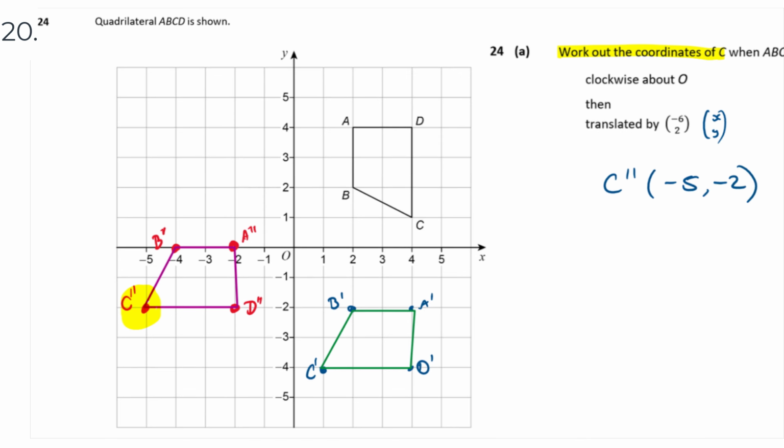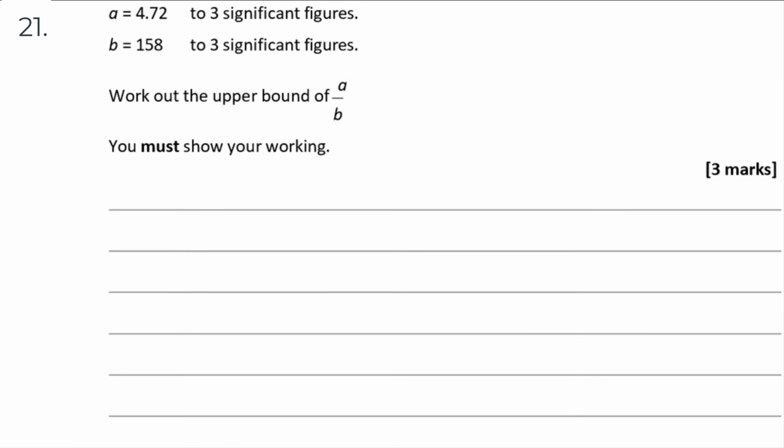A equals 4.72 to 3 significant figures. B equals 1.58 to 3 significant figures. Work out the upper bound of A over B. You must show your working. Now when I'm doing these limits of accuracy questions, I like to draw a number line and mark on the number they give me. So that is 4.72. Now, that's been rounded to 3 significant figures.